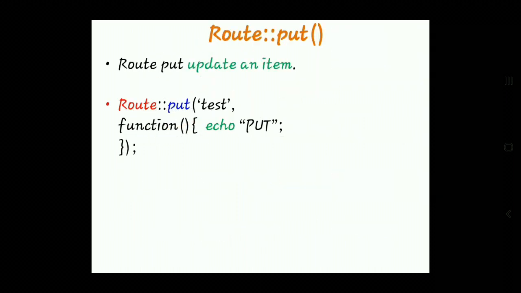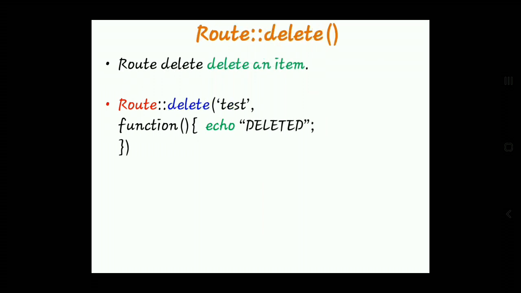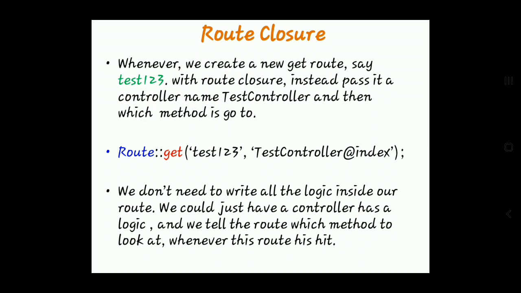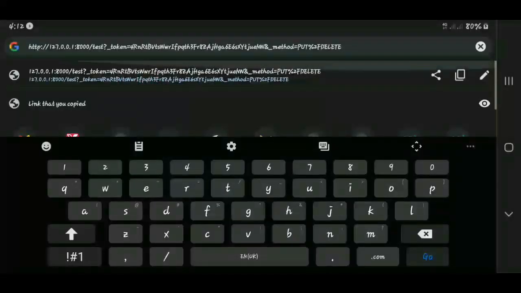So next is the route put. This one updates an item. So the new will be the put display. Delete is delete, to delete a route or delete an item, route delete. So route closure.